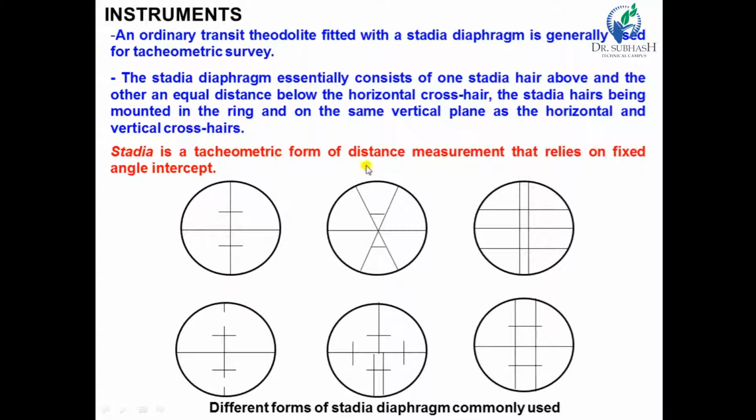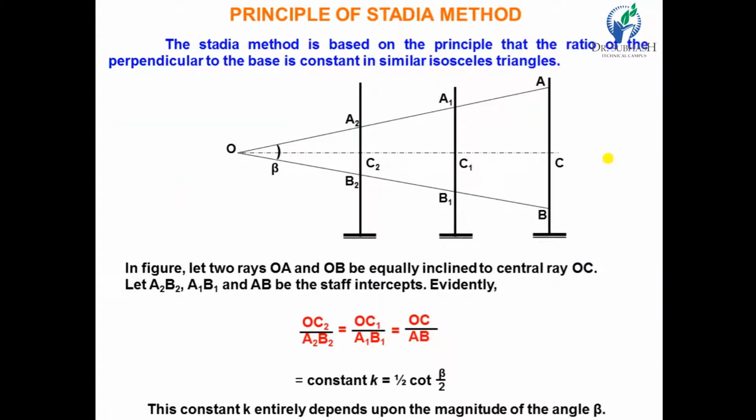Stadia is a tachymetric form of distance measurement that relies on a fixed angle intercept. Now, what is the stadia method? See in the figure, that is some observation point and those are the different staff readings A2, B2, A1, B1 and AB. That is the upper end, lower end, and the middle reading. So from the figure we can conclude that two rays OA and OB are equally inclined to the central ray OC.